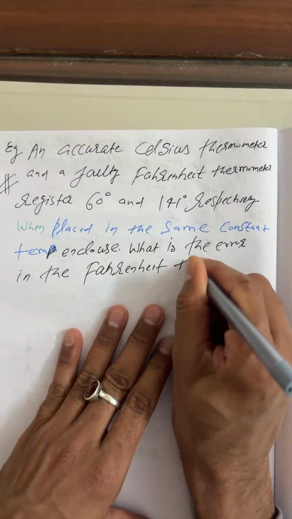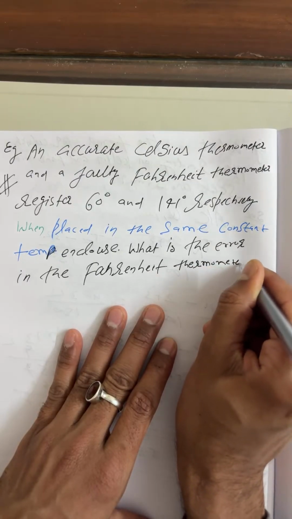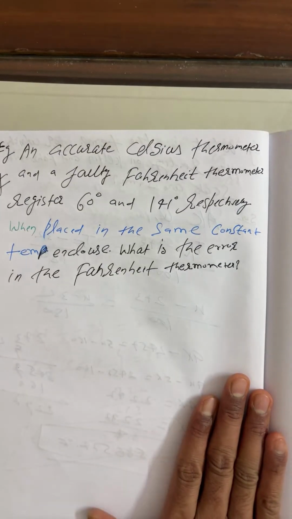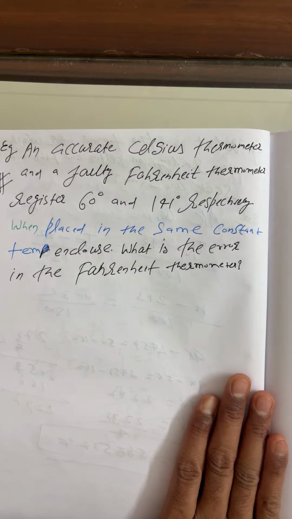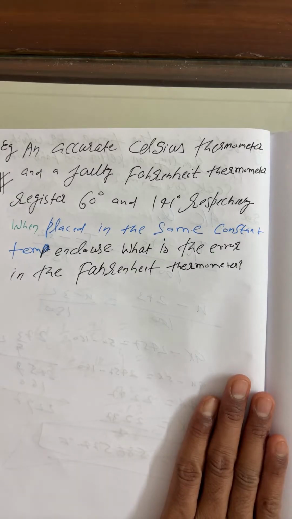Fahrenheit thermometer. Yes, it's literally a good question here. An accurate Celsius thermometer and a faulty Fahrenheit thermometer register 60 degrees Celsius and 141 degrees respectively. When placed in the same constant temperature enclosure, what is the error in the Fahrenheit thermometer? Okay, so we have to find the error here.